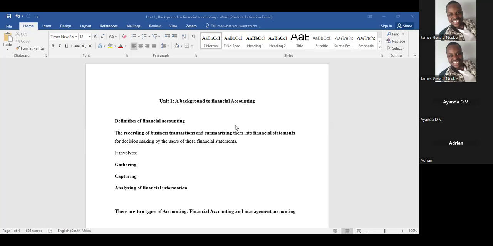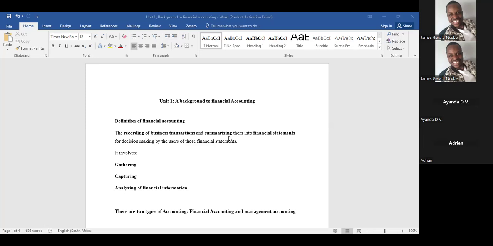Financial accounting is the recording, I wrote it down here, the recording of business transactions and summarizing them into statements for decision making by the users of those financial statements, right? So I'll repeat it again. The recording of business transactions. So we're talking about business transactions. And then we're going to summarize these into financial statements.